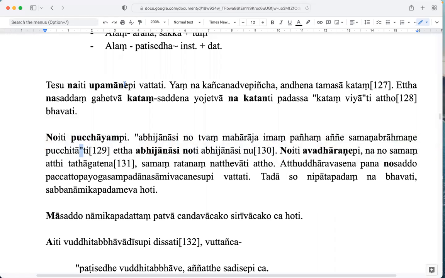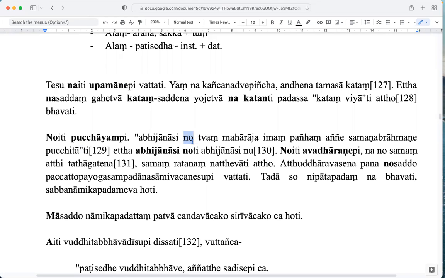So, how do you understand? How do you translate? Abhijanasi nodun. Do you know? Were you aware that? Are you aware that? Yeah, it is the past tense. So were you aware? Yes. Were you aware that this question asked to the other? Okay. So at the time here, no is not in the sense of negation.